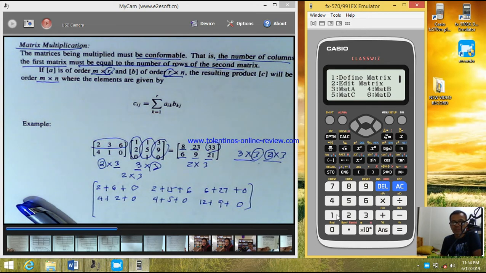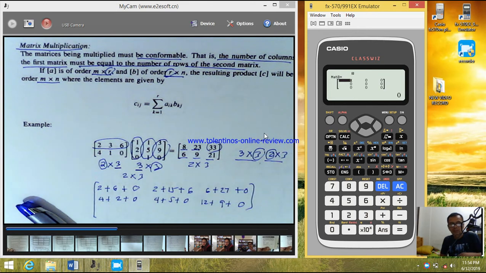Tapos, define another matrix. Say number 2. How many rows? 3. How many columns? 3 also. And then input 1, 1, 3, 2, 5, and 9, and then what? And then 0, 1, and 0. Okay? So, pwede ka nang mag-multiply, no?